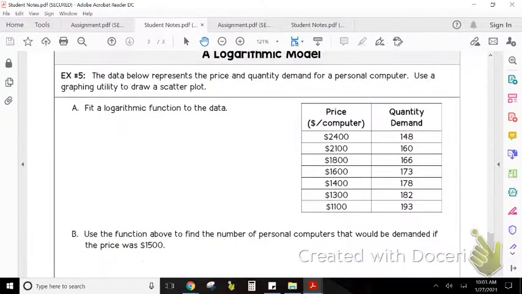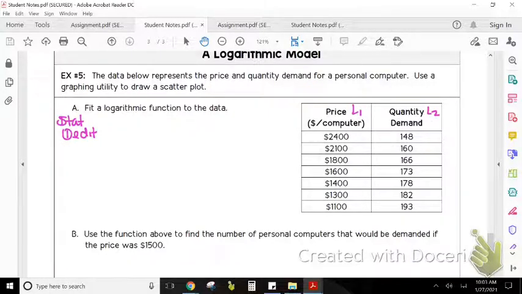All right, and then example 5. It says the data below represents the price and quantity demand for a personal computer. Use a graphing utility to draw the scatter plot. It wants us to find the log function of the data. So for this one, we're going to use our stat edit. So we're going to stat. Number 1 is edit. And we're going to list these numbers in L1 and L2.